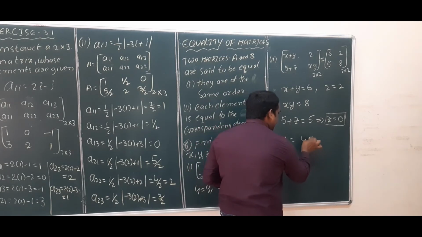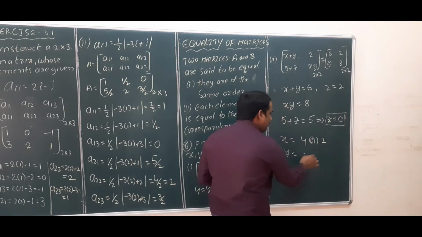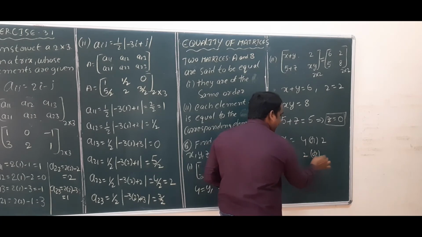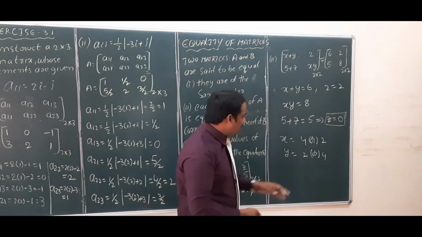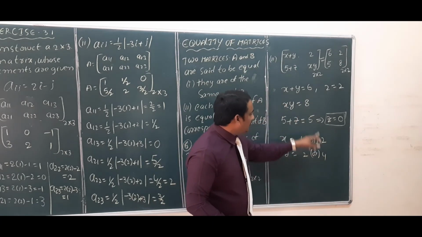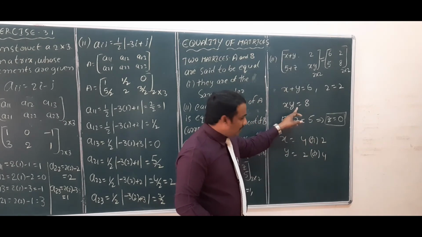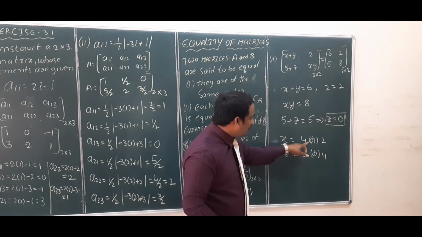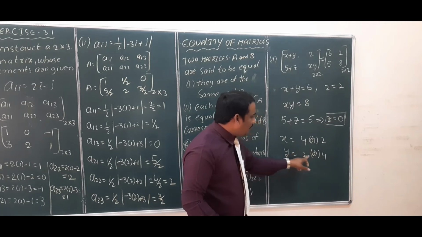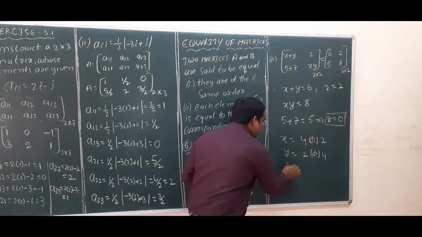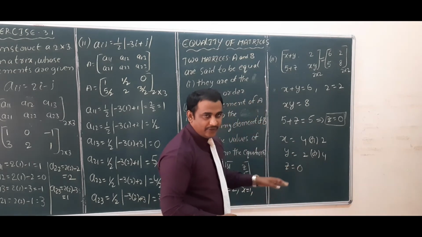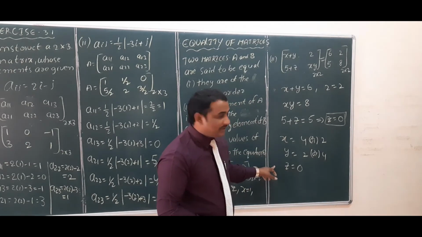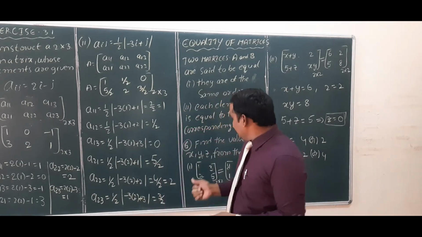Or you can take, if you are not taking 4, x value 2. Now what will y value be? Here y value is 4. Now 2 plus 4 is 6, 2 into 4 is 8. Now what are the values you got? X value 4 or 2, y value 2 or 4, and z value is 0. Like that you have to find out the x, y, z values. Next problems we will see, question number 7.